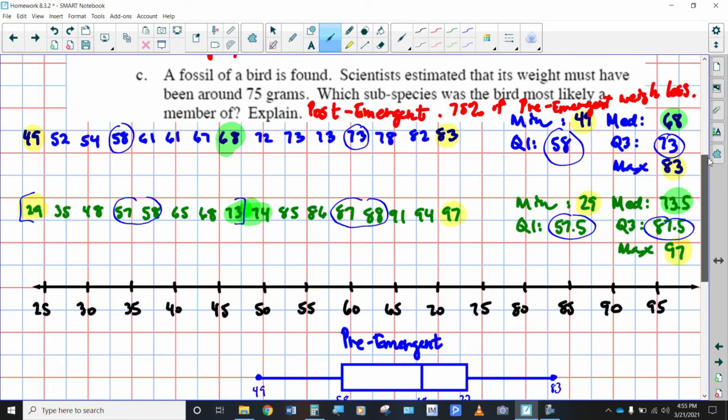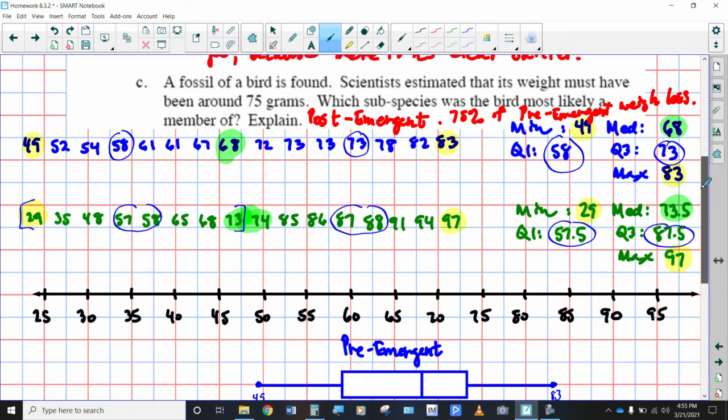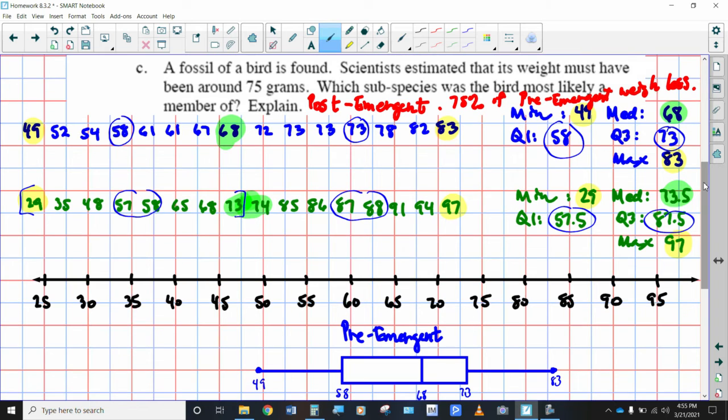So what's the question that's being asked? It says, would the mean accurately represent the middle of the data? Why or why not? Okay, so what's the difference between mean and median? The mean is where you add up all the numbers and then divide by the number of numbers, and that generally gives you a very accurate average, except when you've got an outlier. When you've got an outlier in your data, the mean is going to get skewed.